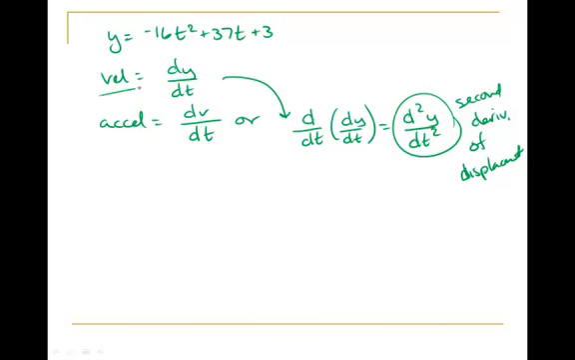So I can either take the terminology velocity and say acceleration is the derivative of velocity with respect to time, or I can say that acceleration is the derivative with respect to time of the derivative of distance or displacement with respect to time, in other words, d squared y dt squared, the second derivative. So again, a little bit of terminology. We will keep talking about this as we go along.